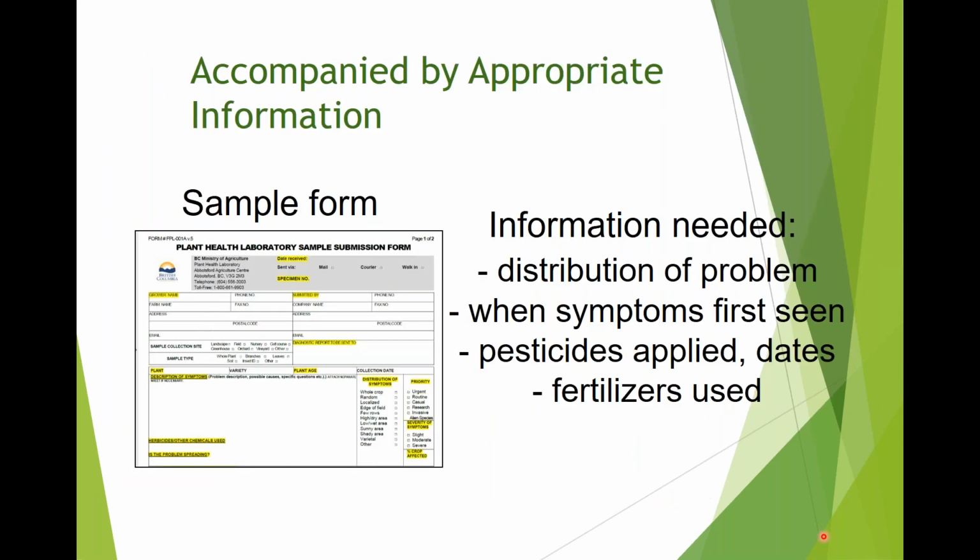Most diagnostic laboratories have submission forms that they want you to fill out, which includes the information that we've been talking about, that case history information, and also the patterns. Is this a random problem? Is it only one crop, one type of plant? Is it multiple plants? When did the symptoms first occur? That information is very helpful for the diagnostician in the lab, as well as for you diagnosing in the greenhouse.